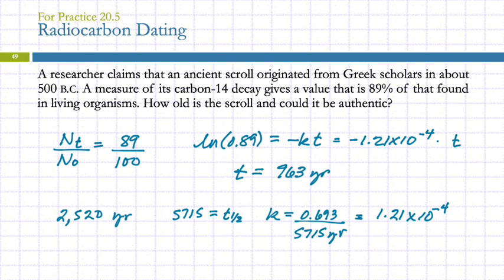So, as far as I know, radiocarbon age cannot be faked. You can take papyrus and make it look old, right? You can use the same kind of ink that they use, right? You can do all these things to make it appear older than it actually is. But you can't fake the ratio of carbon-14 to carbon-12.